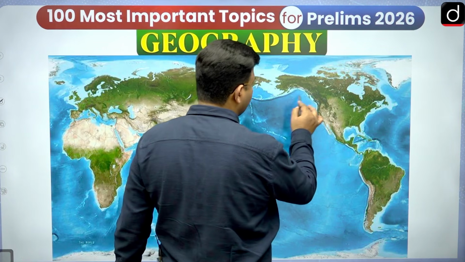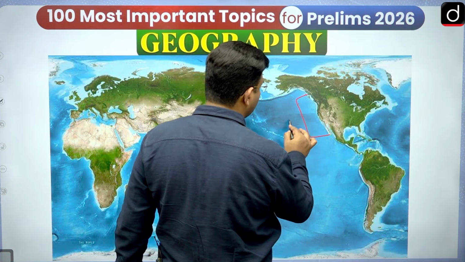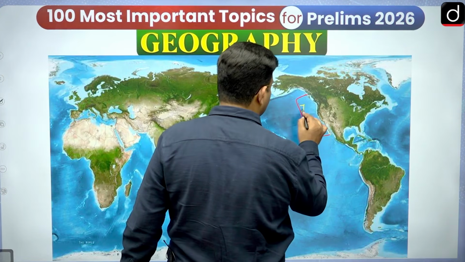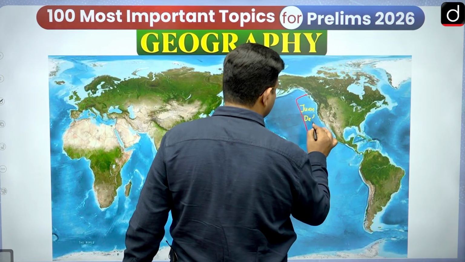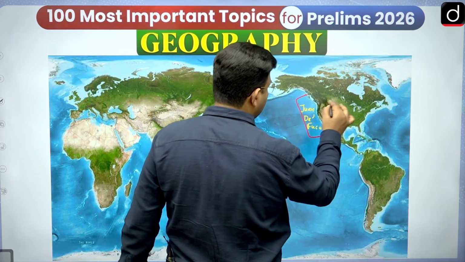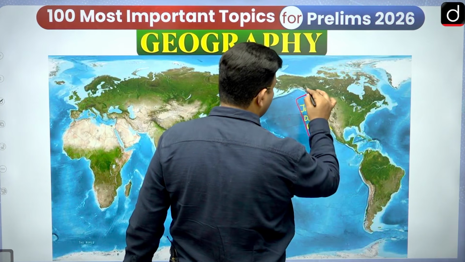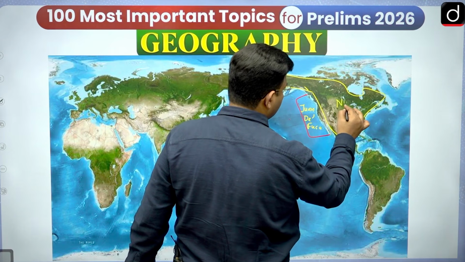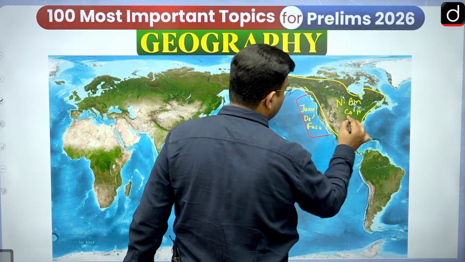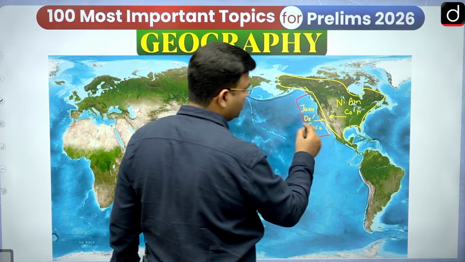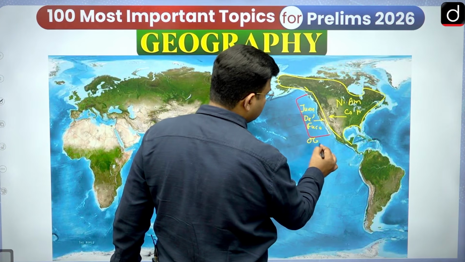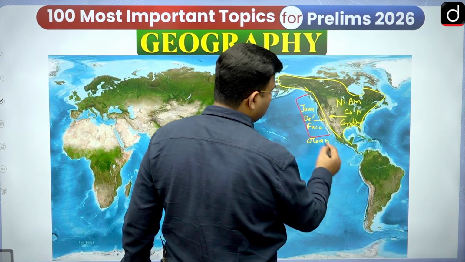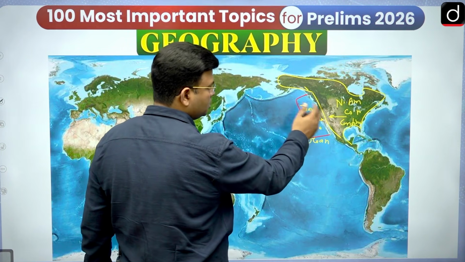In this Pacific Ocean, there is a Juan de Fuca plate, an oceanic plate, and here you can say that this is the North American continental plate. So here subduction is going on. This is oceanic, and this is continental. During oceanic-continental convergence, subduction is going on along North America.